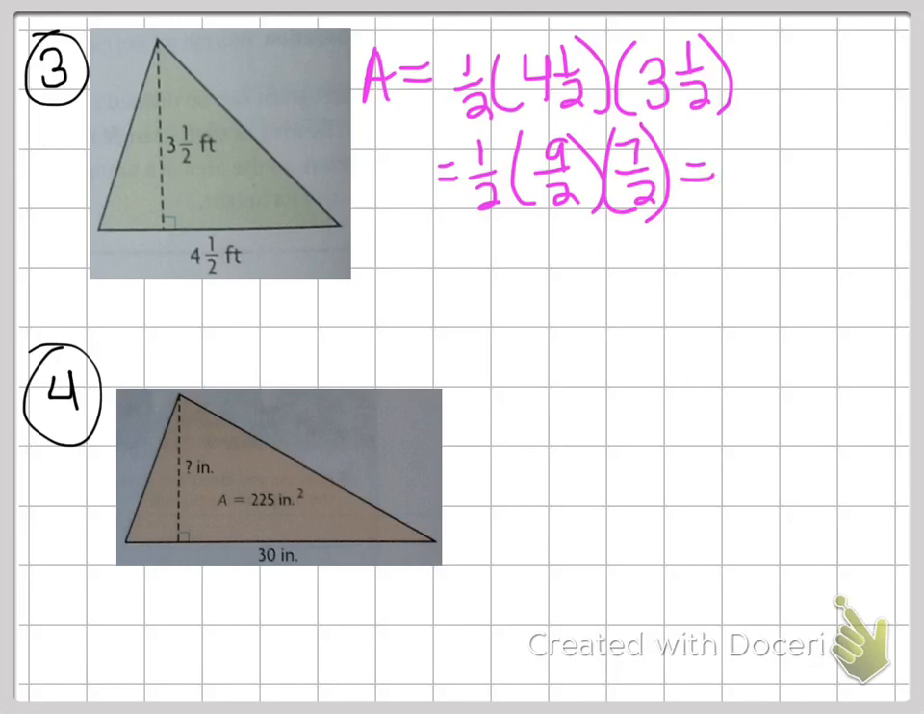Multiply your numerators, you get 63. 2 times 2 is 4, times 2 is 8, and we can simplify that too. 7 and 7/8 square feet.